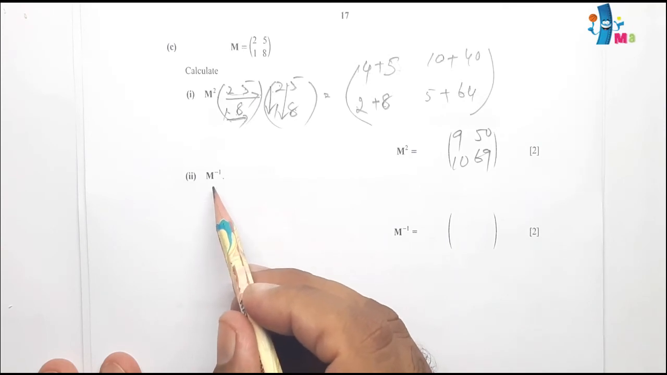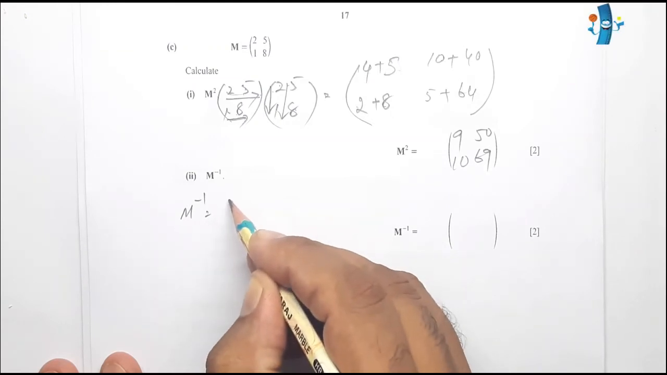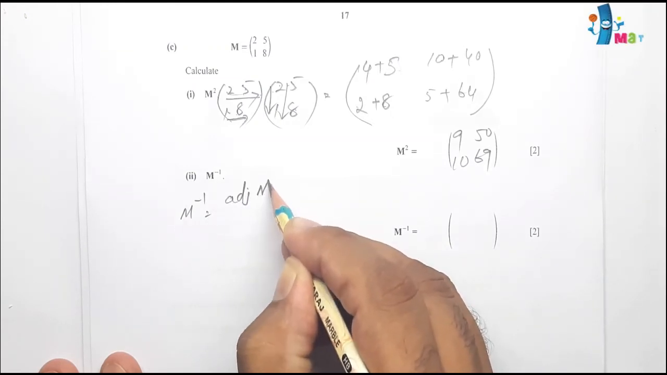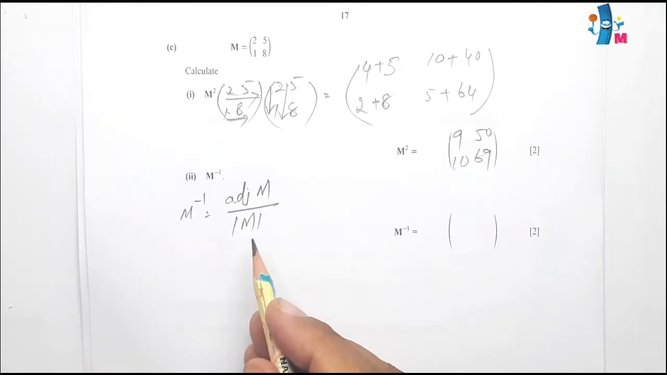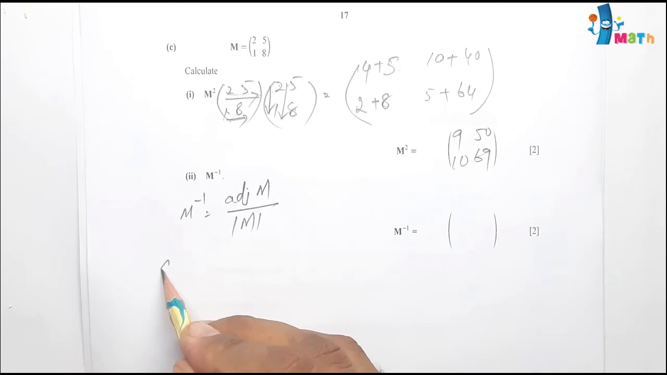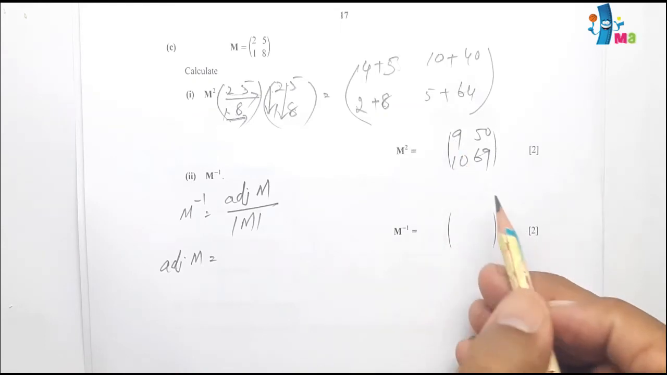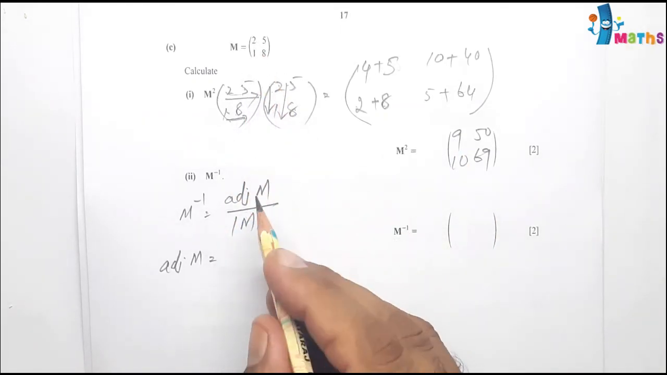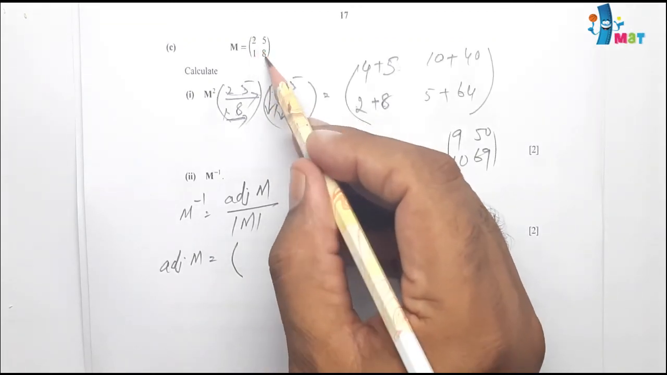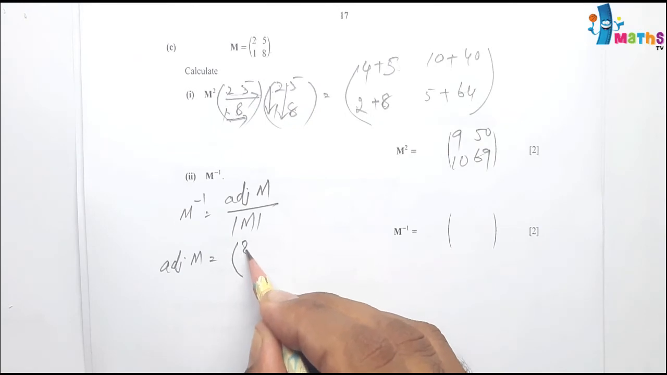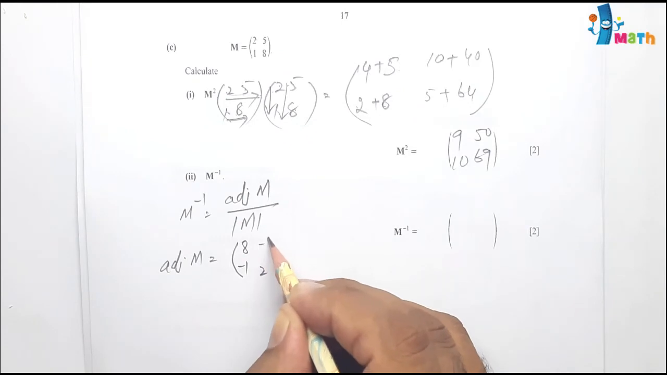Similarly, M inverse we know is equal to adjoint of M over M mod. This is the formula which we will be applying. So adjoint of M we can write first. Adjoint of M basically is equal to, M is this one. So we will be changing the positions of these two, 2 and 8. So 8 will be here and 2 will be here, and for these two we will be changing signs. So minus 1 and minus 5.